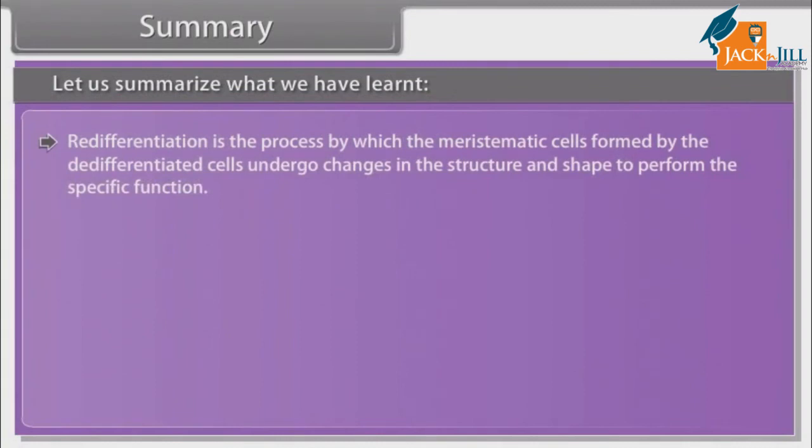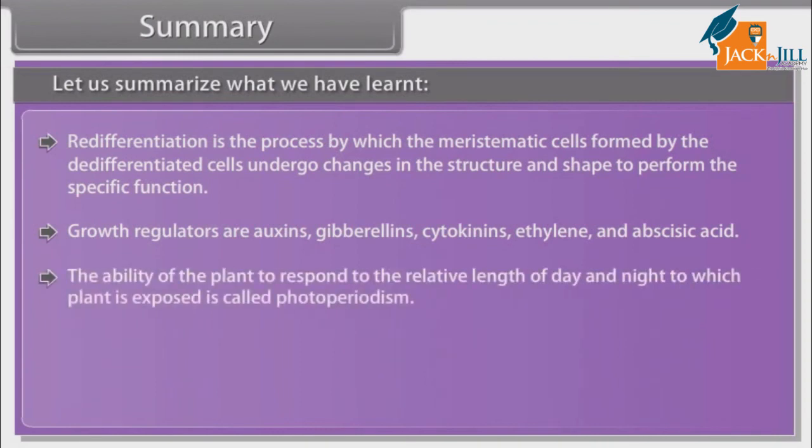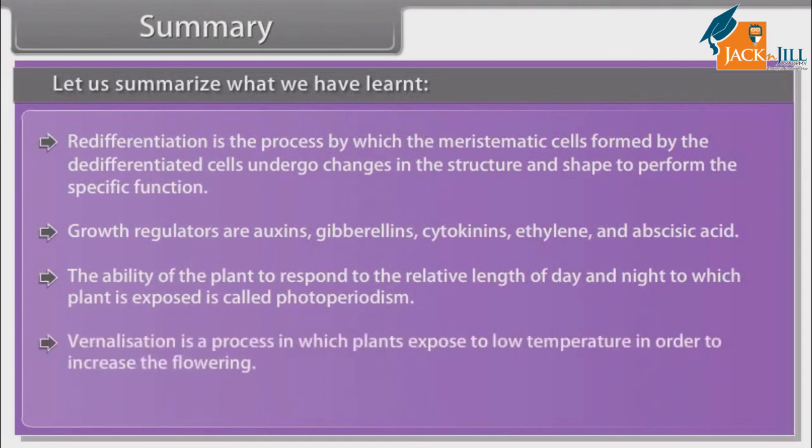Redifferentiation is the process by which the meristematic cells formed by the dedifferentiated cells undergo changes in structure and shape to perform a specific function. Growth regulators are auxins, gibberellins, cytokinins, ethylene, and abscisic acid. The ability of the plant to respond to the relative length of day and night to which the plant is exposed is called photoperiodism. Vernalization is a process in which plants are exposed to low temperature in order to increase flowering.